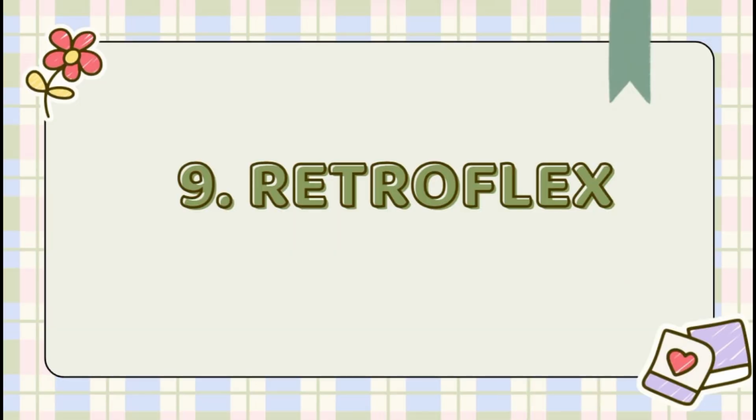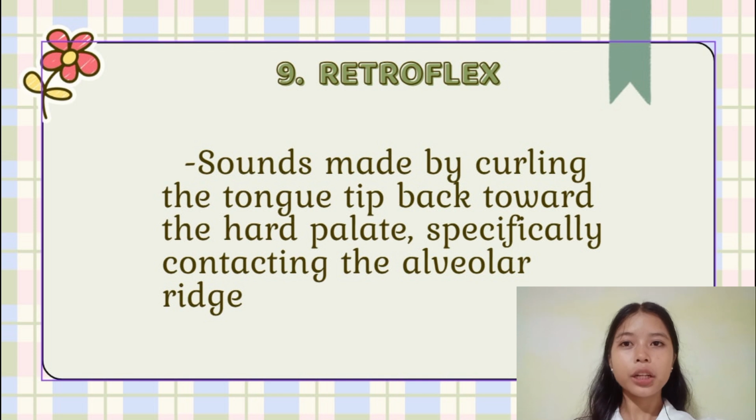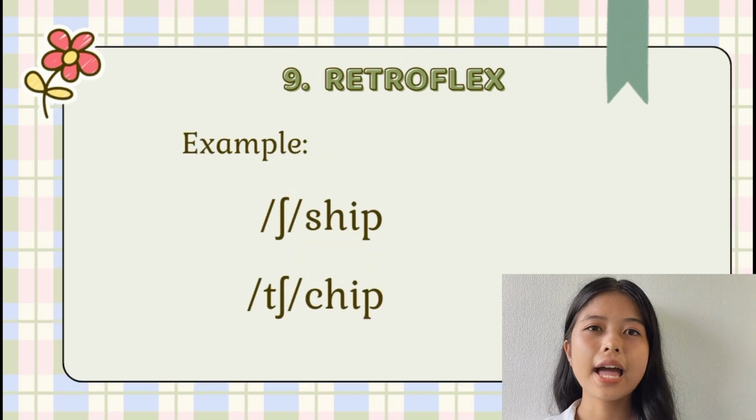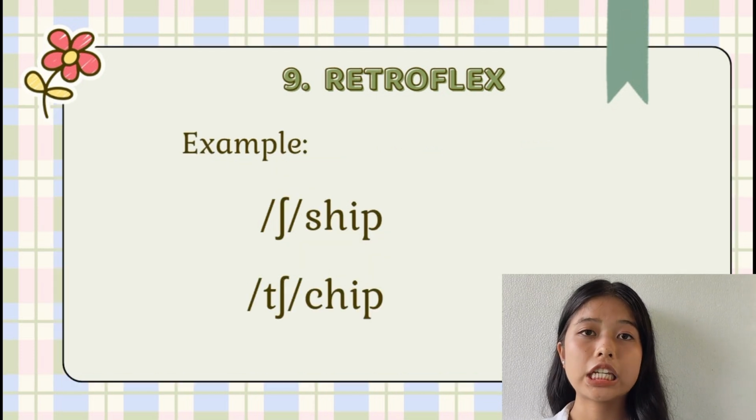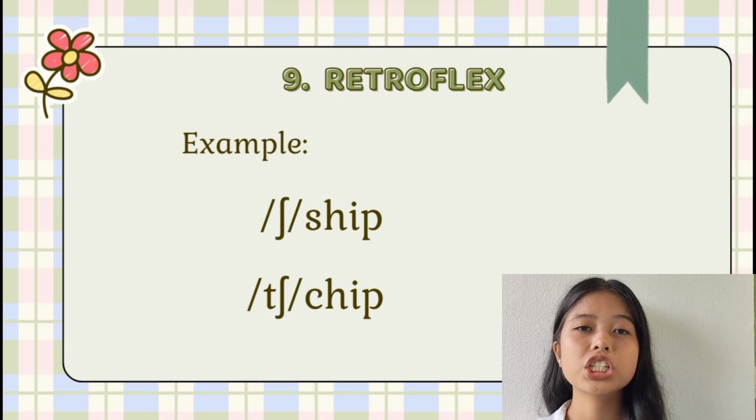And lastly, we have retroflex, sounds made by curling the tongue tip back toward the hard palate, specifically contacting the alveolar ridge. For example, sh in sheep, ch in cheap.